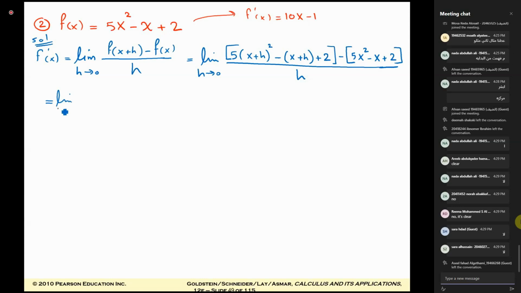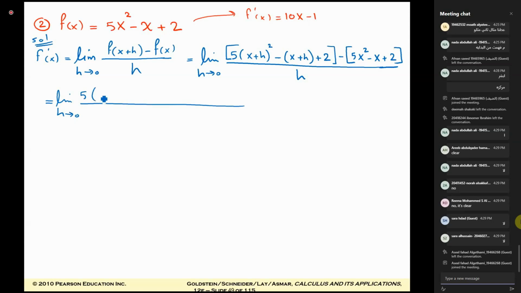So we have limit h goes to 0. Now 5 times, find the x plus h square. We have the first square plus 2xh plus h square. هذا قانون التربيع. Minus x minus h. Don't forget this negative for x and for h. And plus 2.